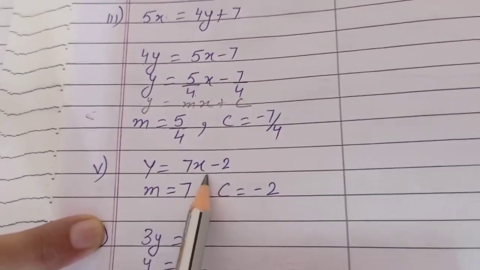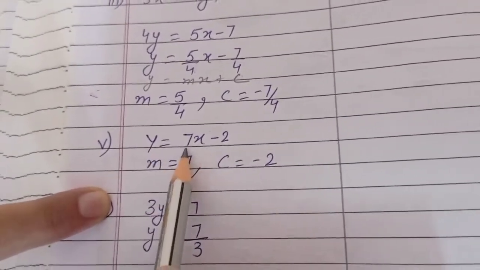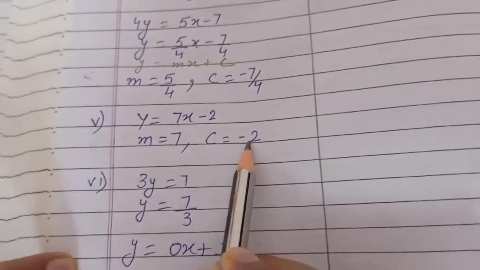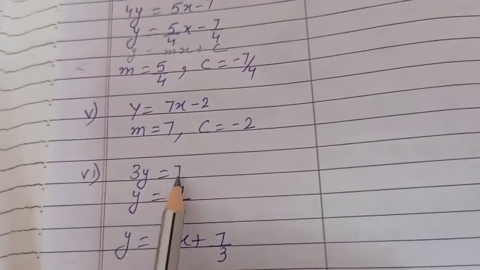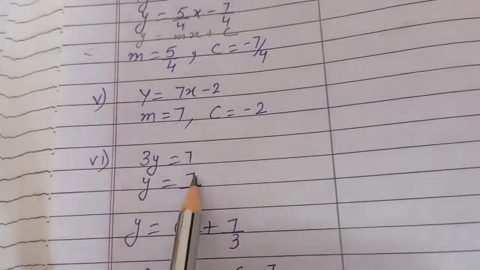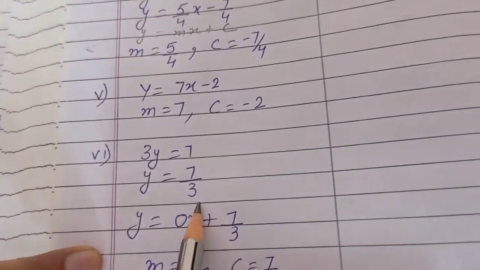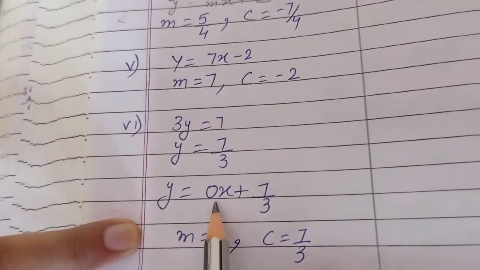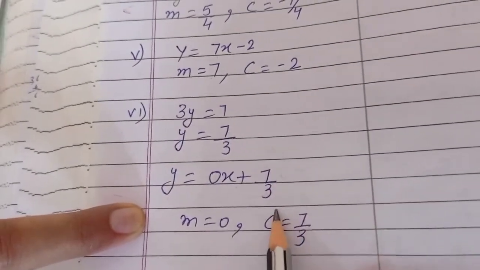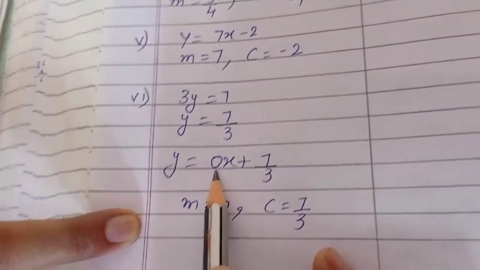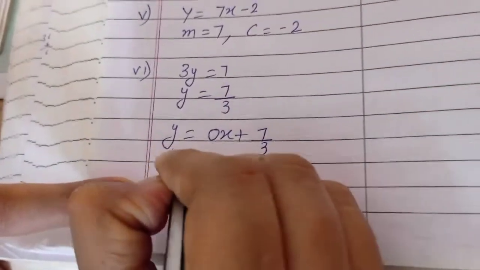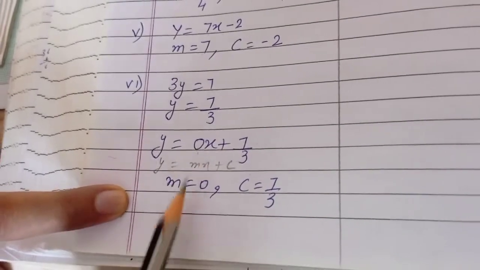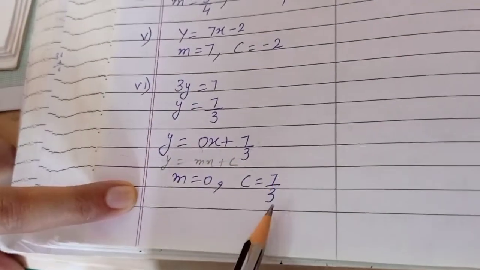Now this equation is already in the standard form. Y is equal to mx plus c. What is m? 7. And c is minus 2. Sixth part, 3y is equal to 7. From here y is equal to 7 over 3. Now see, x is missing over here. Can I write this equation in this form? Y is equal to 0x plus 7 over 3, because 0 doesn't have any value. Now y equals mx plus c. What is m in this case? 0. C is 7 over 3.